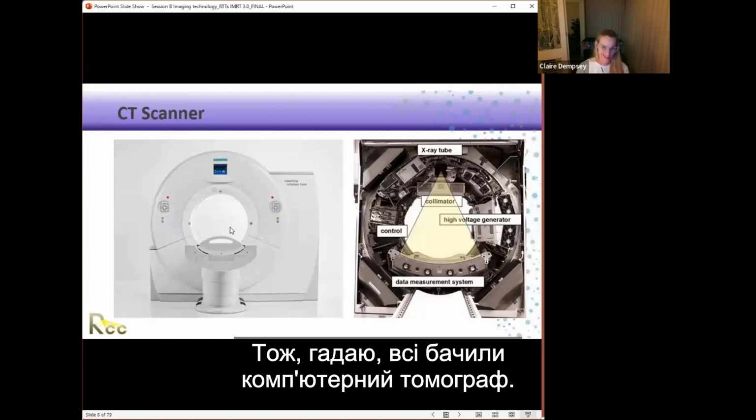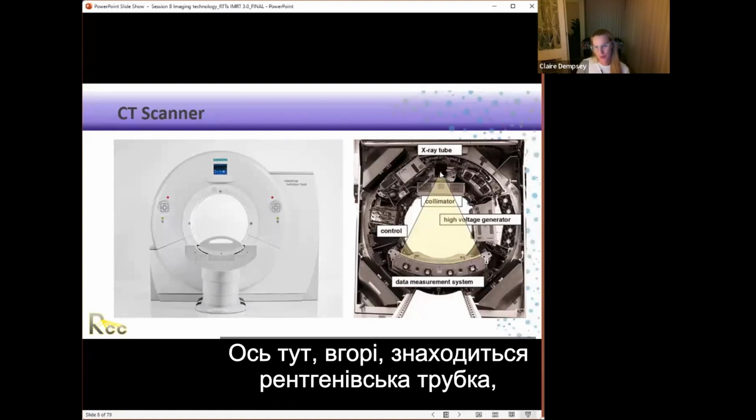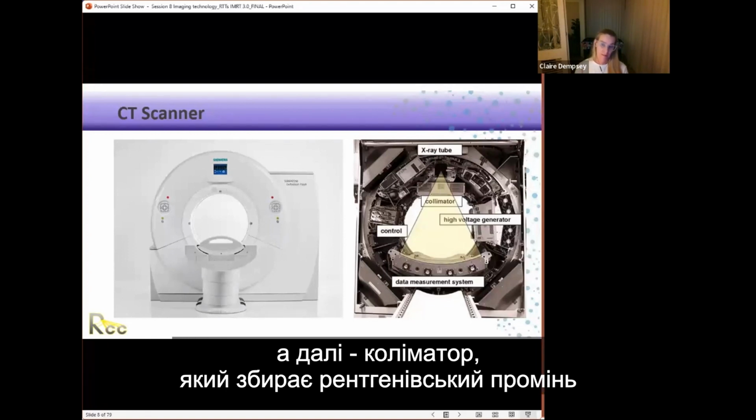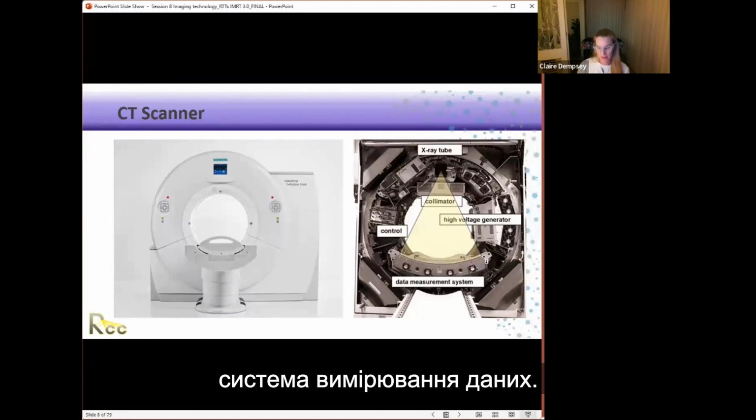So just, I guess everyone's seen a CT scanner, I assume. This is just the inner workings of the CT scanner. So we've got our X-ray tube sitting up here at the top, and then there's a collimator that collimates that X-ray beam into a nice sort of uniform shape. And then we have our detectors, our data measurement system on the other side of the CT scanner.